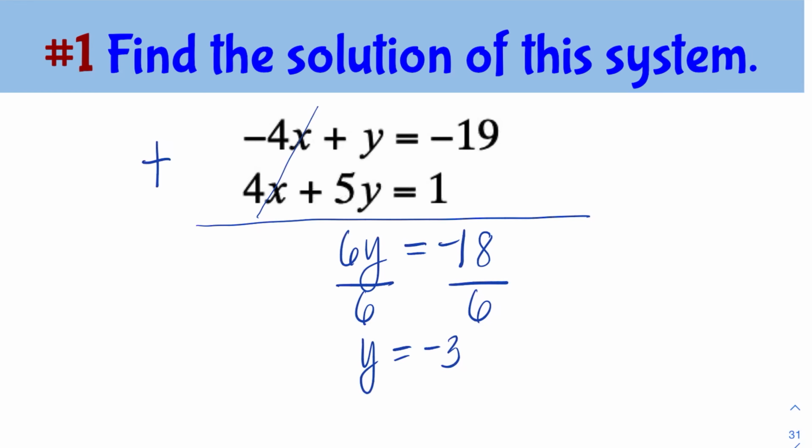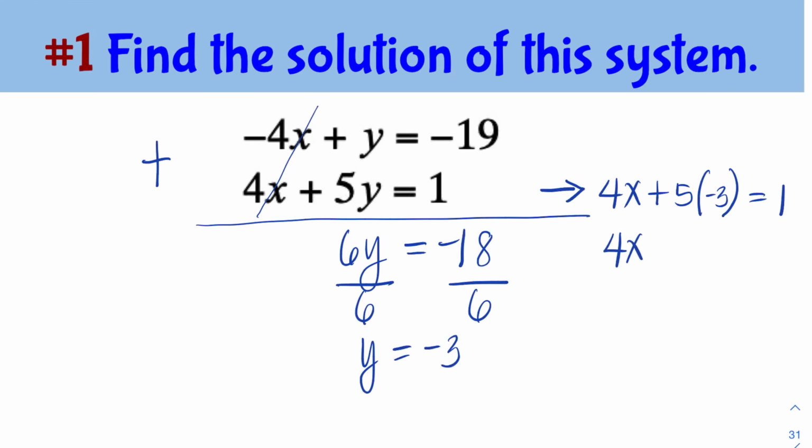Solving for x, we can substitute y equals negative 3 either to the first or second equation. It should give you the same value for the x. I will choose the second equation because I have smaller numbers. So now we have 4x plus 5, instead of y, I will replace that with negative 3 is equal to positive 1. Solving for x, we now have 4x, 5 times negative 3 is negative 15, is equal to 1.